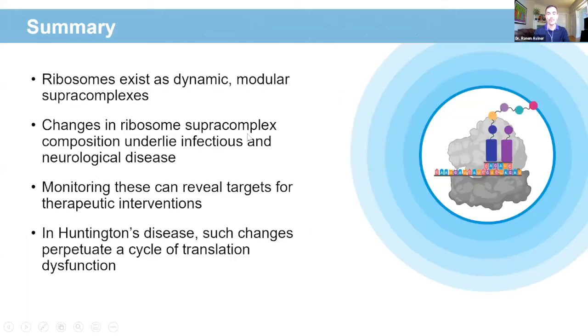To summarize, ribosomes are dynamic modular supracomplexes whose composition changes during infectious and neurological disease. Monitoring these changes can reveal targets for therapeutic interventions. In the case of Huntington's disease, ribosome collisions seed a cycle of ribo and proteotoxicity, eventually leading to neuronal cell death, and we propose that interventions to modulate EAF5A activity should be considered as potential treatment strategies.